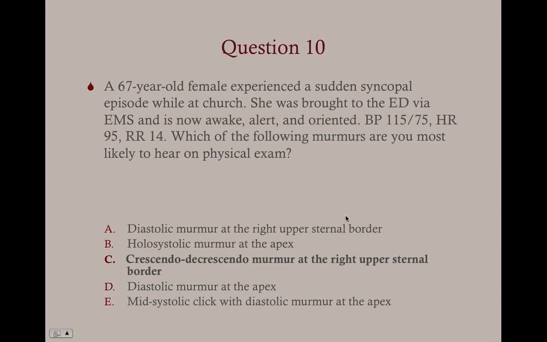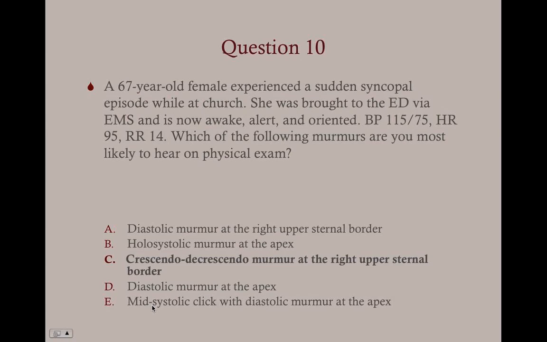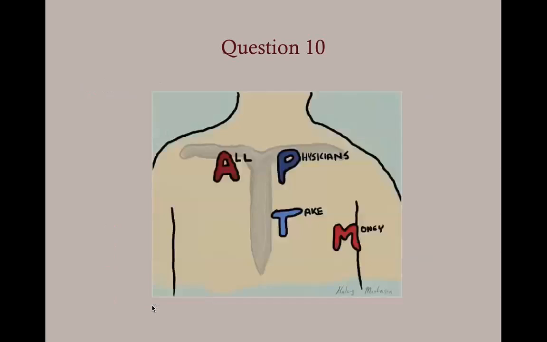So we have a diastolic murmur at the right upper sternal border being aortic regurgitation, a holosystolic murmur at the apex being mitral valve regurgitation, a crescendo-decrescendo murmur at the right upper sternal border being aortic valve stenosis, a diastolic murmur at the apex being mitral valve stenosis, and then, of course, the mid-systolic click with a murmur at the apex. The mid-systolic click should tip you right off to a mitral valve prolapse. So this patient is more than likely experiencing aortic valve stenosis.